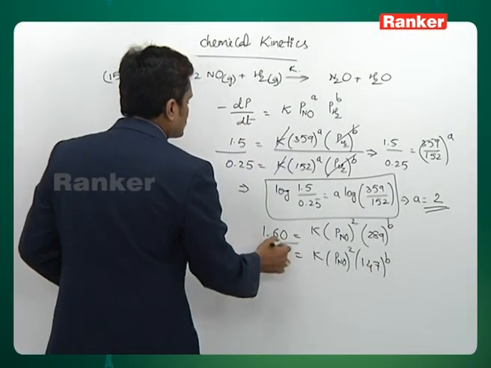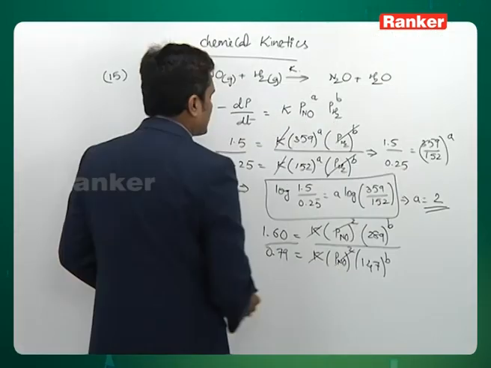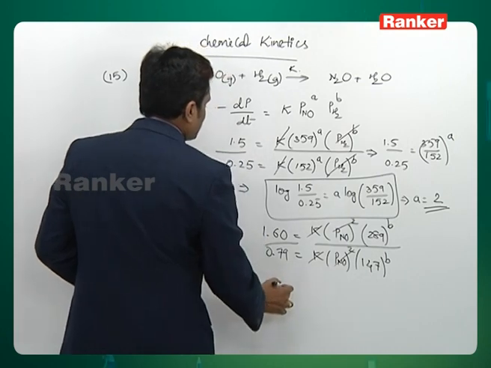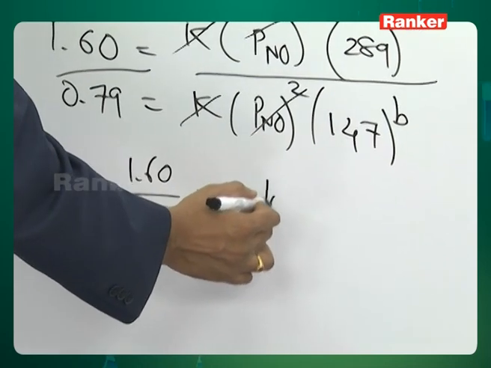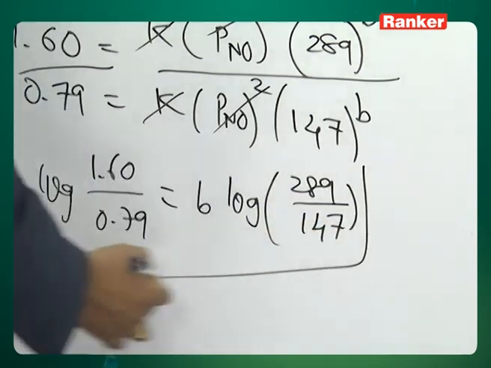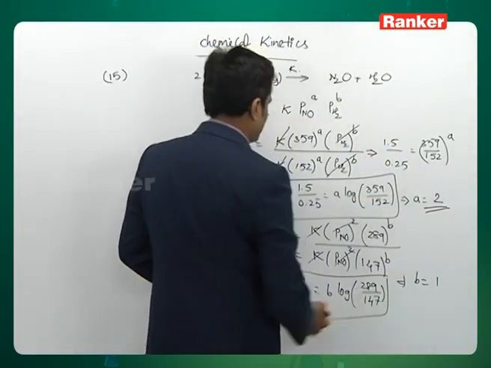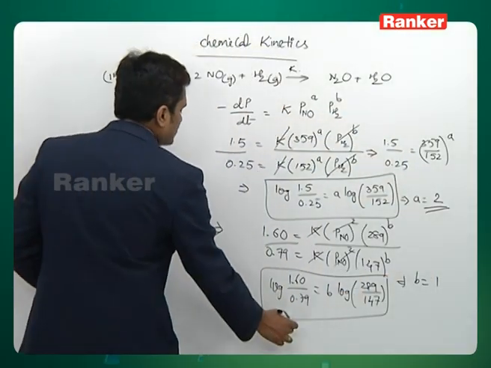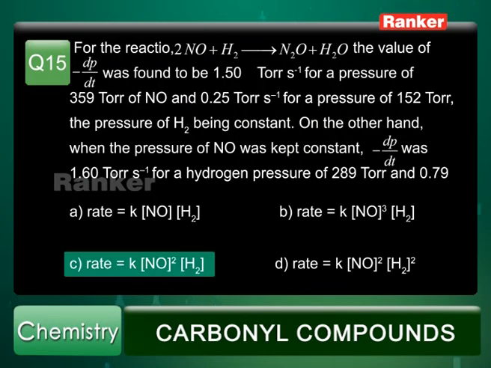Now when I have got these two equations, once again I will be dividing these two, wherein this entire term gets cancelled, and once again I will be using the logarithm to get the value of B. Simplification of this equation, calculation would fetch us the value of B, which is obtained as 1. So therefore the answer for this question is option C, where the orders are calculated.